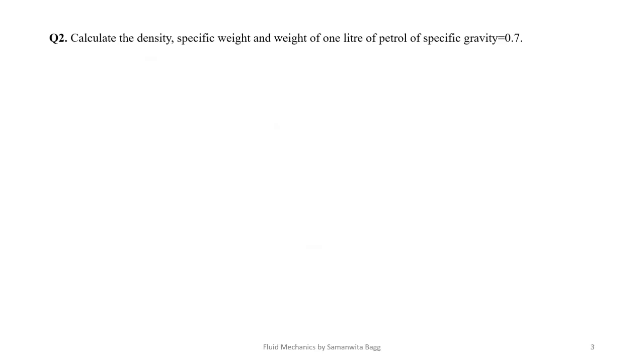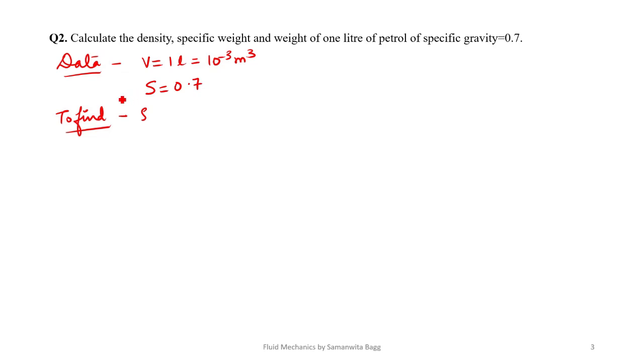Let's take another one. Calculate the density, specific weight and weight of 1 liter of petrol. Again, we are talking about a liquid whose volume is given as 1 liter, which is 10 raised to minus 3 meter cube, of specific gravity 0.7. So the value of S is given as 0.7. I need to find rho, that is rho of petrol, specific weight and weight.